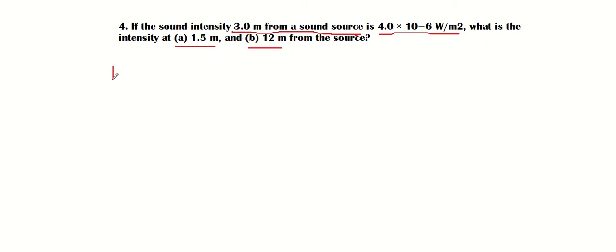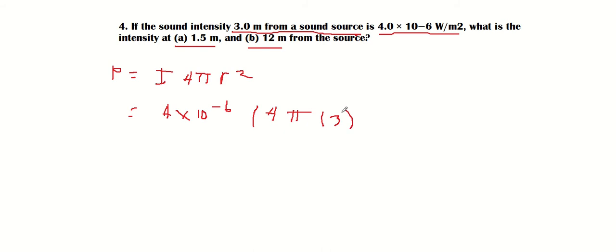Power ulit. So, power is intensity times 4 pi r squared. So, intensity ng sound is 4 times 10 raised to negative 6. Tapos, times mo siya sa 4 pi. Dito, 3 siya. 3 raised to 2. Ayan. Tapos, kung ano yung sagot dyan, yun na yung sagot natin sa power, then pwede na natin gamitin yung value na yan.